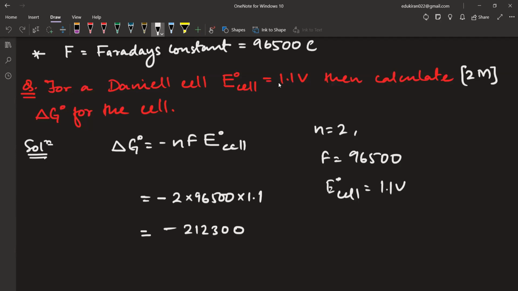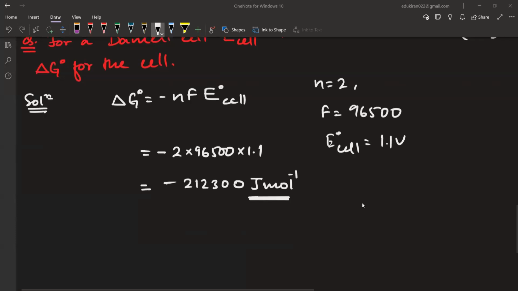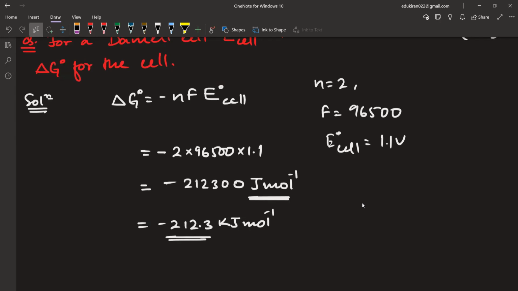Here, whatever answer you are getting from the formula delta G naught is equal to minus NF E naught cell, E naught cell will always be in volts. Your F will always be in coulombs, and the delta G naught that you will be getting will be in joules per mole. Okay, please remember joules per mole. So you can write this as minus 212.3 kilojoule per mole also. Okay, let's go.